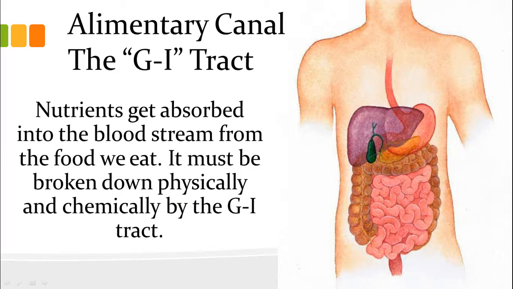So what is the digestive system? We call it the GI tract, which stands for gastrointestinal tract. Gastro meaning stomach, intestinal meaning intestines. It's also known as the alimentary canal. That is kind of the fancy word for the digestive system. And the point of the digestive system is to break down food and absorb the nutrients that are in it. So the nutrients will get absorbed into the bloodstream from our food.